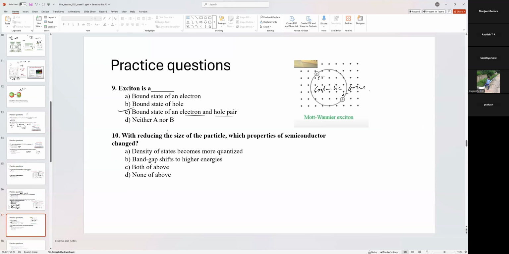With reducing the size of the particle, which properties of the semiconductor change? Both. As you're reducing the particle size, your band structure is becoming discretized, right?